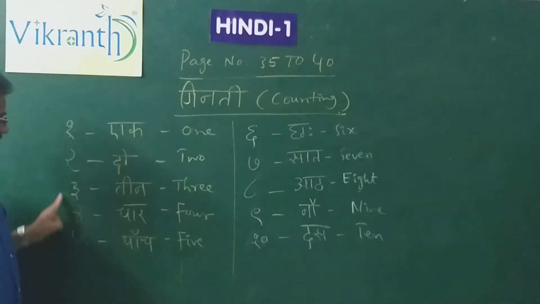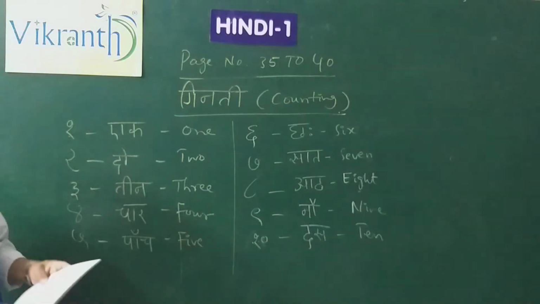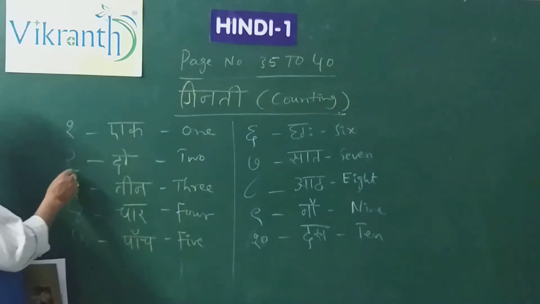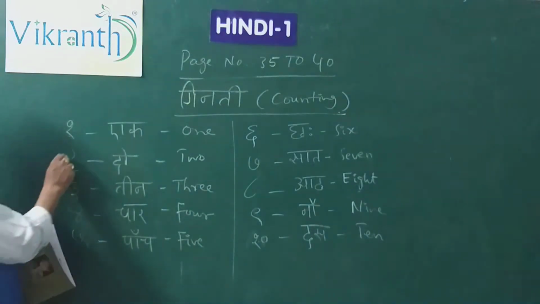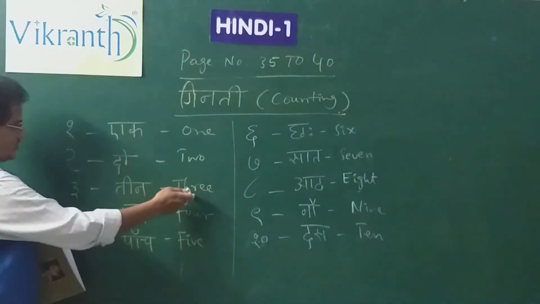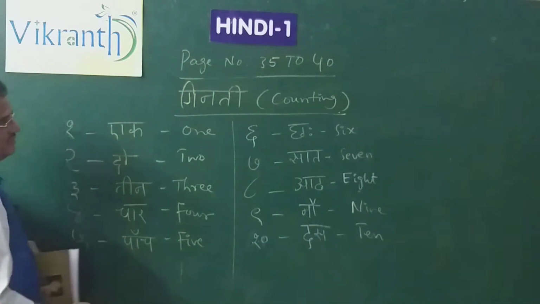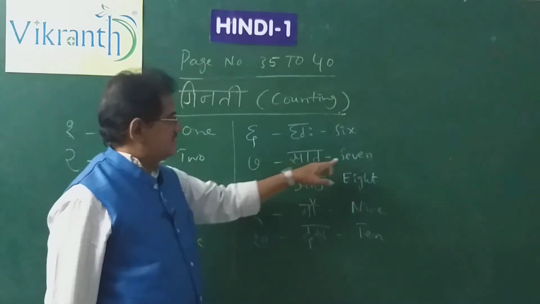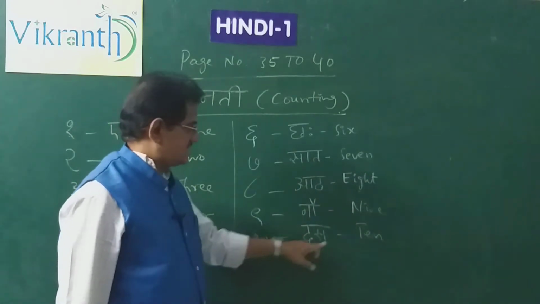Whatever is written here and here, these are Hindi numbers, not English numbers or Telugu numbers. These are the symbols. Do is written like this. Do means 2. You can see that there. Do means 2. Then 3, 4, 5, 6, 7, 8, 9, 10.